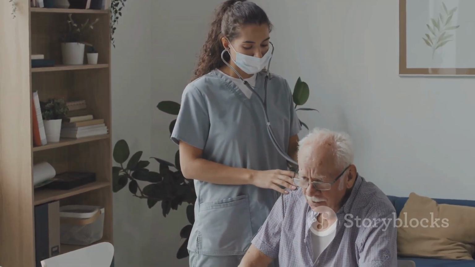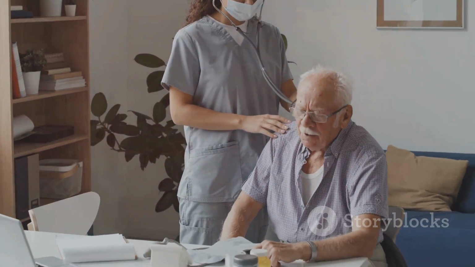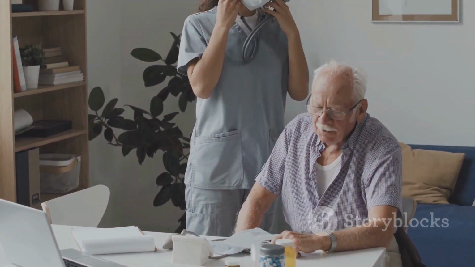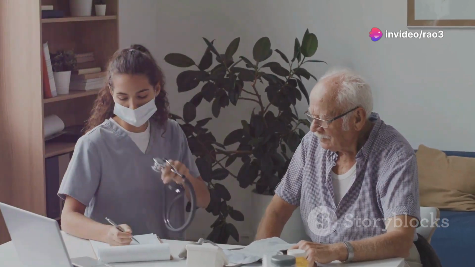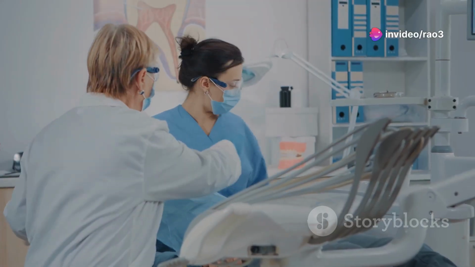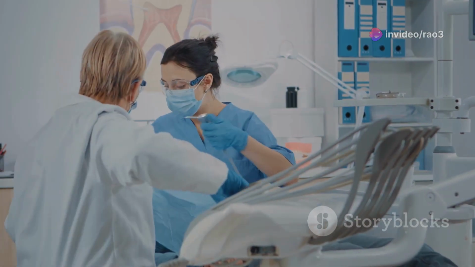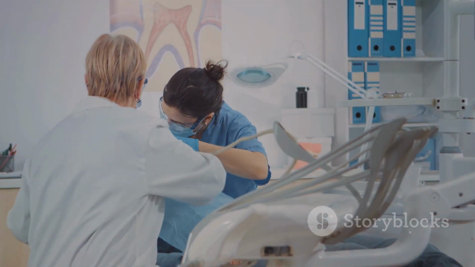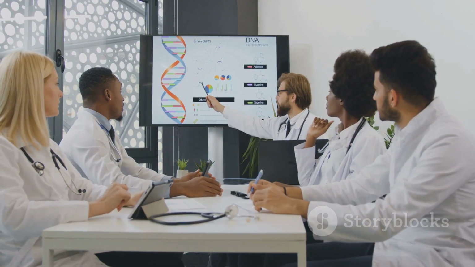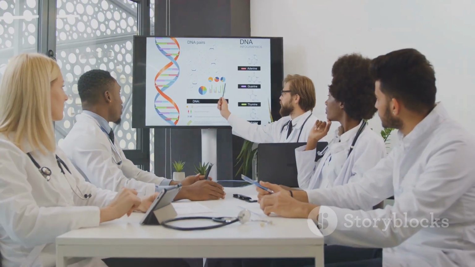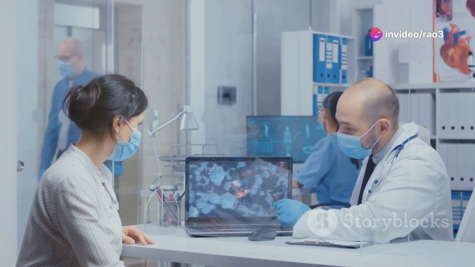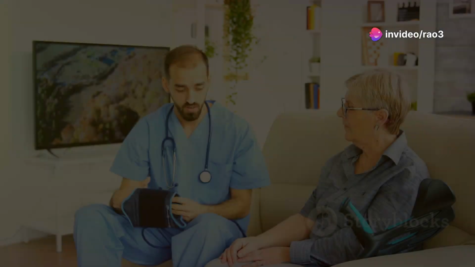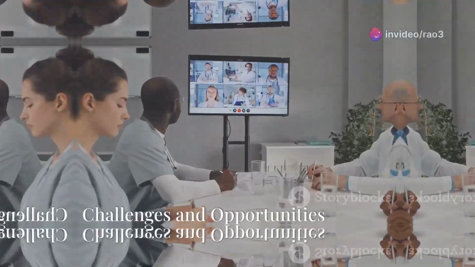As the population ages and the prevalence of chronic diseases rises, the healthcare system faces the challenge of managing complex and long-term care needs. This requires a shift towards preventive care, chronic disease management, and care coordination. Additionally, the demand for personalized medicine is growing. Patients and providers are increasingly seeking treatments tailored to individual genetic makeup, lifestyle, and preferences.